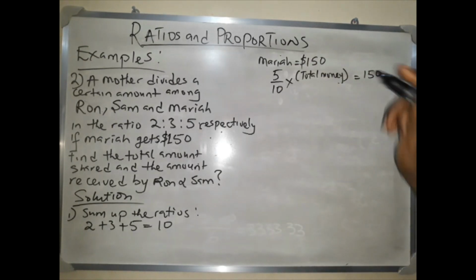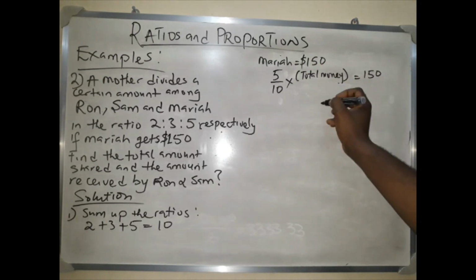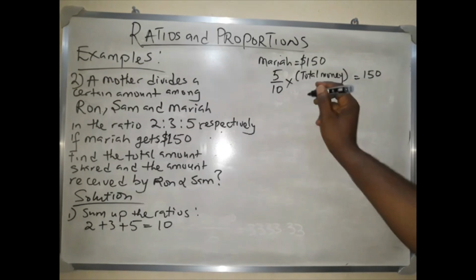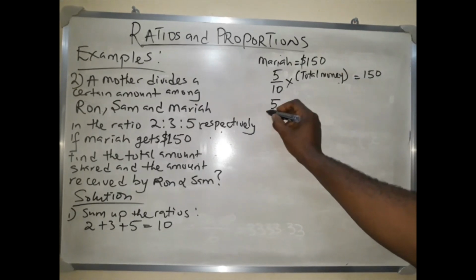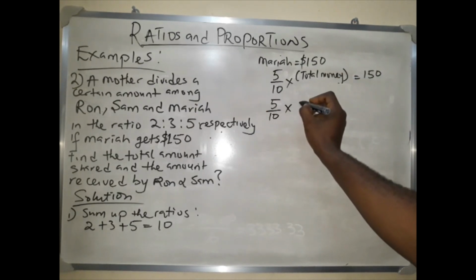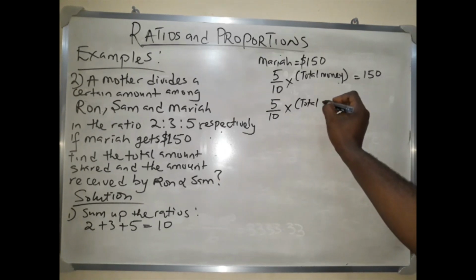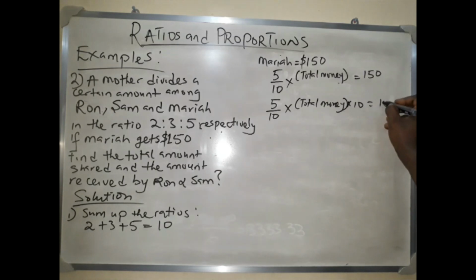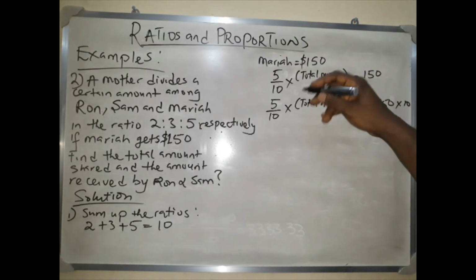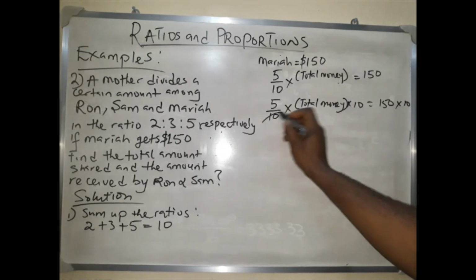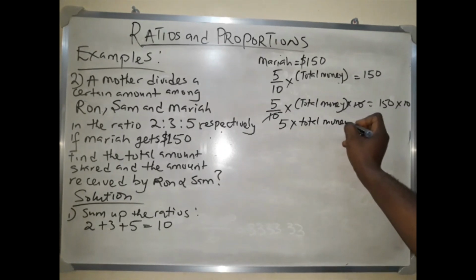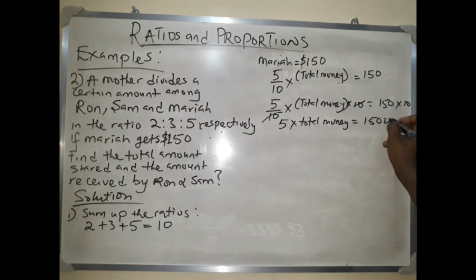So now what do we do? We now multiply both sides by 10 so that we can eliminate the fraction on the left-hand side of the equation. So we say 5/10 times total money times 10 is equal to 150 times 10. So we multiply both sides by 10. So 10 will cancel 10. You will now have 5 times total money is equal to 1,500.